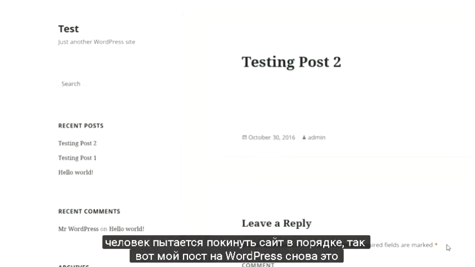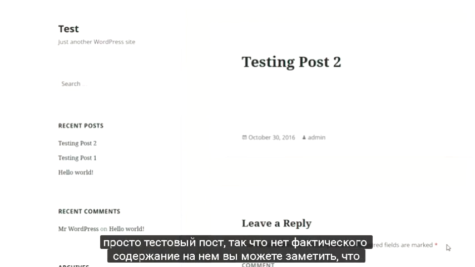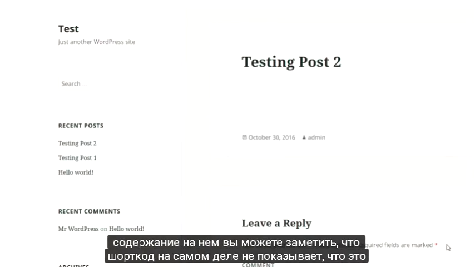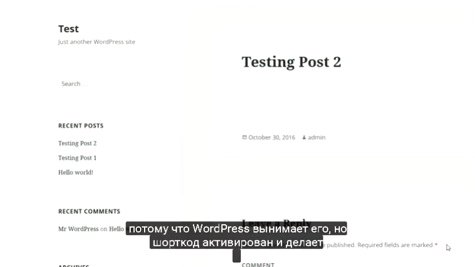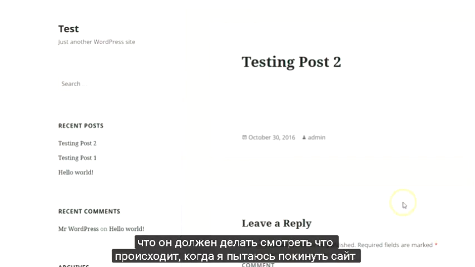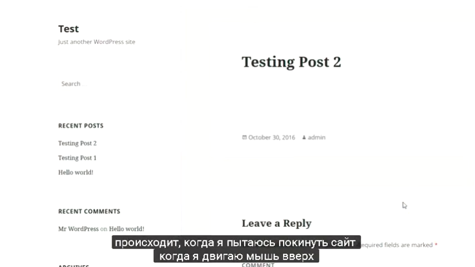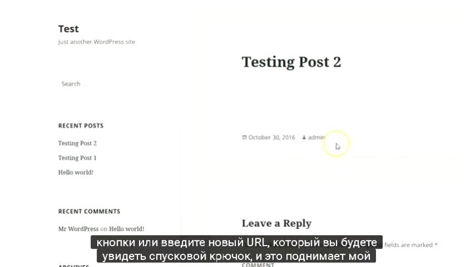Okay, so here's my post on WordPress. Again, it's just a test post, so there's no actual content on it. You might notice that the shortcode doesn't actually show. That's because WordPress takes it out. But the shortcode is activated and it is doing what it's supposed to do. Watch what happens when I try to leave the site. When I move my mouse up to the top of the screen to click one of the browser buttons or to type in a new URL, you'll see it trigger.